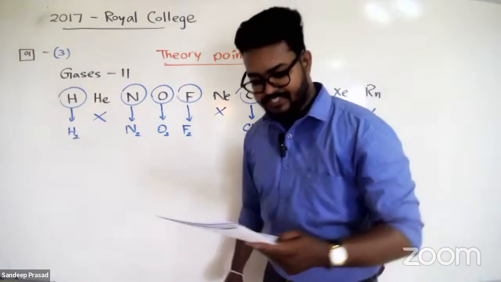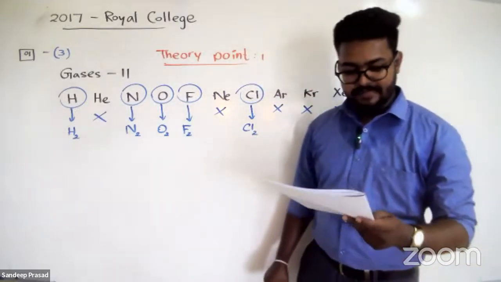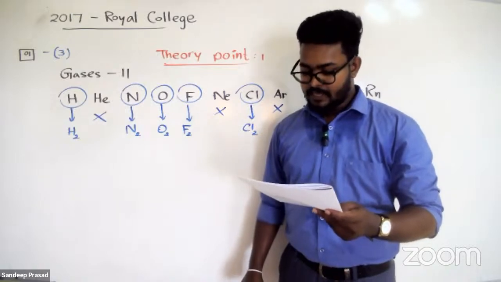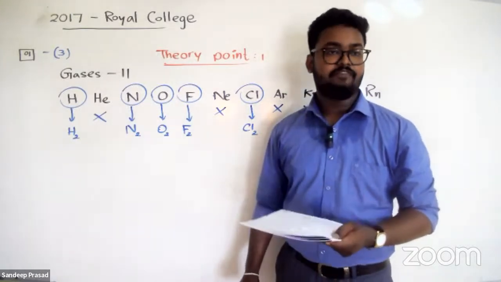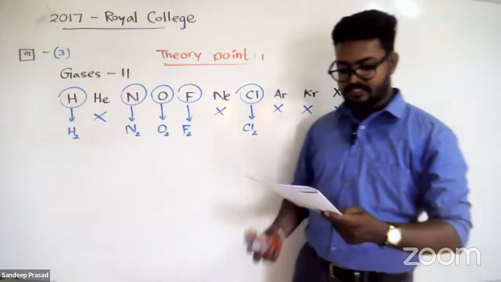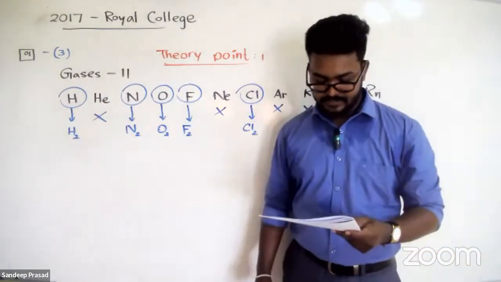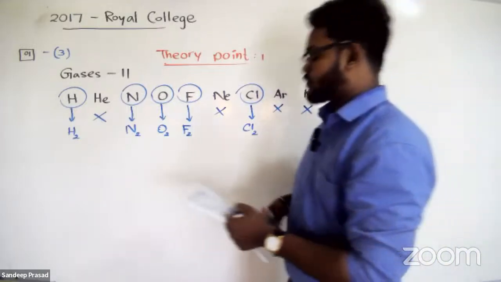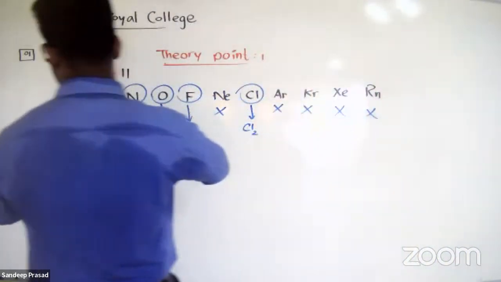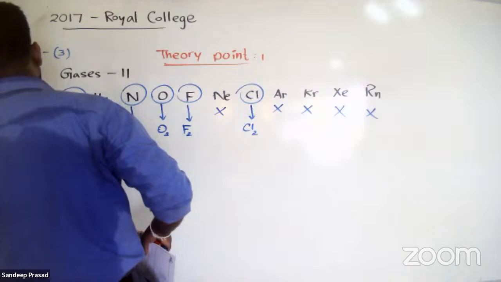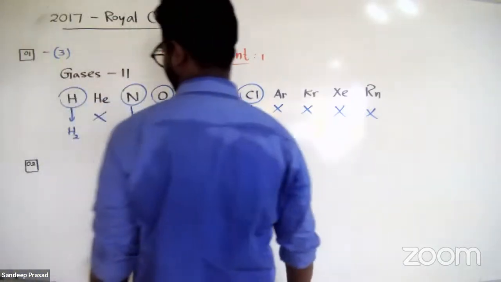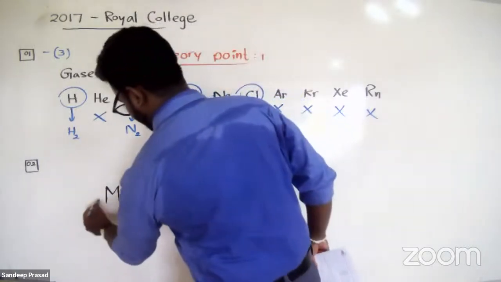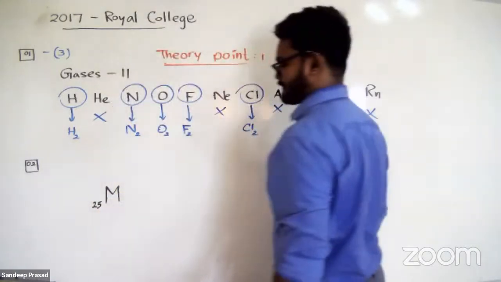So the second question is, what is the total number of unpaired electrons in M2 plus ion of the element having the atomic number 25? Right, atomic number is given as 25. Let's move for question number 2. In question number 2, they have given an element. Atomic number is 25, right?